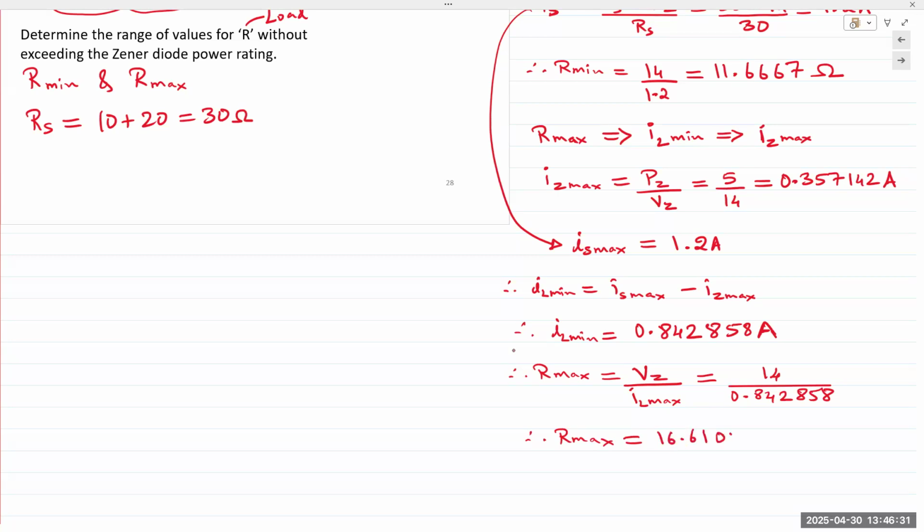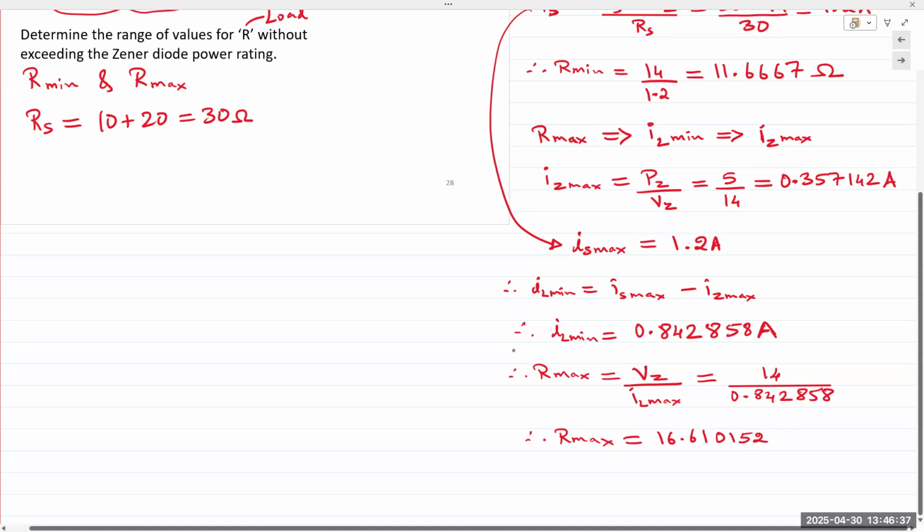(16.61 ohms). So the circuit would work as a voltage regulator, or the Zener diode will work as a voltage regulator, only for load resistors between 11.67 and 16.61 ohms. Very small range. If your load resistor is outside of these ranges, it will not work.